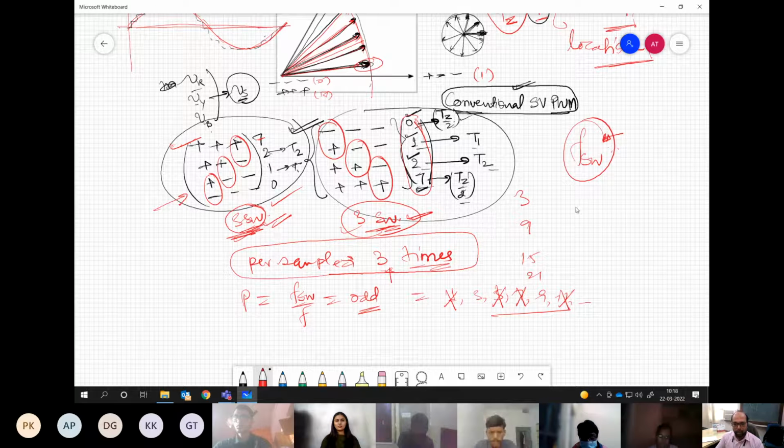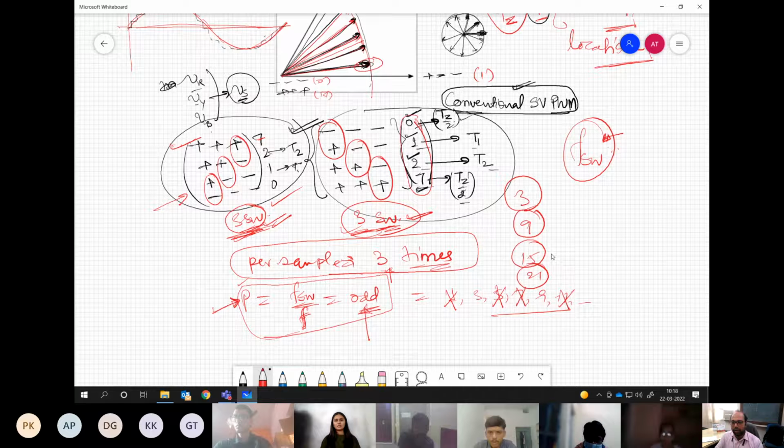Now we know that the ratio of our switching frequency and the fundamental frequency must be an odd number. So the options we have are 1, 3, 5, 7, 9, 11 and so on as our pulse number. These are the conditions on the pulse number. Now, because every sample has 3 switchings, happening as a multiple of 3, we can realize only these numbers: 3, 9, 15, 21 using the conventional space vector PWM.